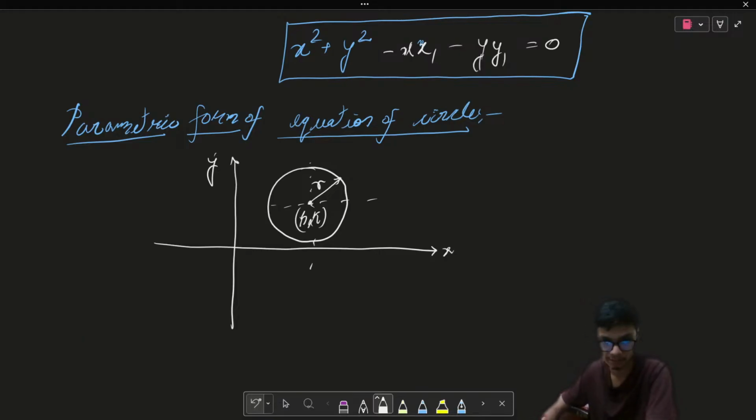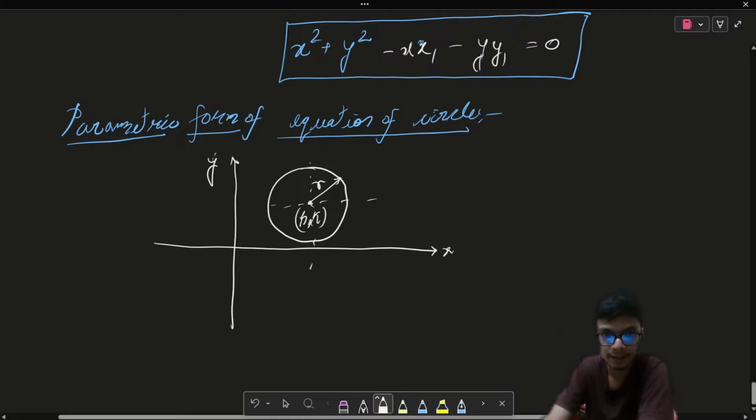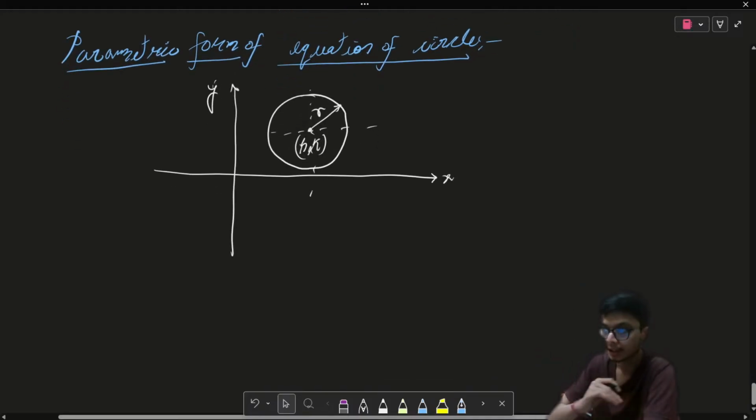That is what is called the parametric form, right? So what do we actually mean by parameter over here? That we will try to relate with this particular equation, right? So let us try to see how I can relate to this parametric equation of a circle, right?